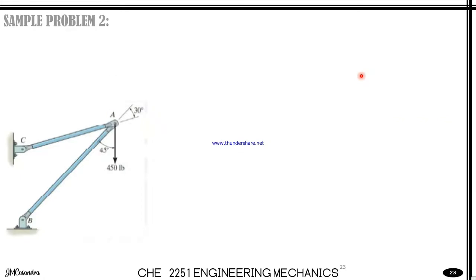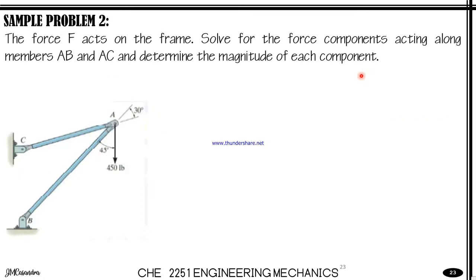So next we have problem number 2. From the given figure, the force F now acts on the frame, which is equivalent to 450 pounds. So let's solve for the force components acting along the members AB and AC, and let's determine the magnitude of each component.